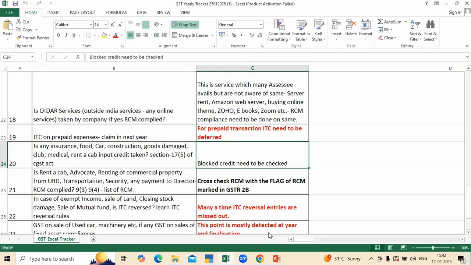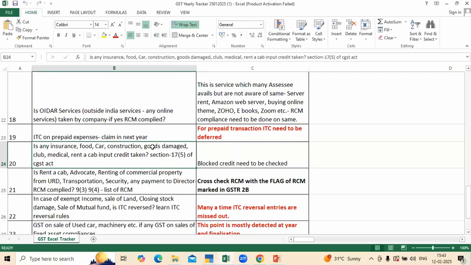So in the month of March, what you need to do is look at your entire profit and loss expense account, and in that account you need to check that in case I have taken any sort of input credit for, say, food, insurance, construction, car, medical, rent a cab, etc., I need to reverse those input credits, because as per section 17 subsection 5, these are block credits and cannot be claimed as ITC. So this is a checklist checkpoint in the month of March to ensure that no block credit has been wrongly taken.